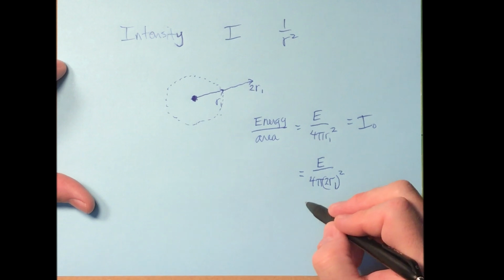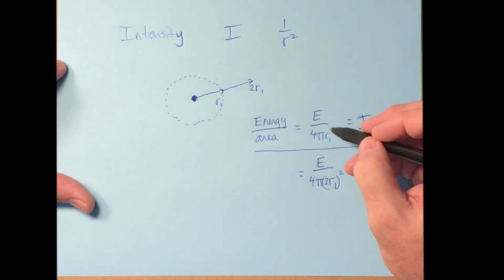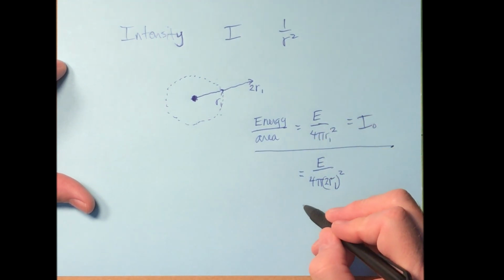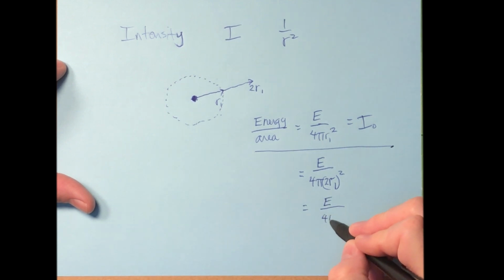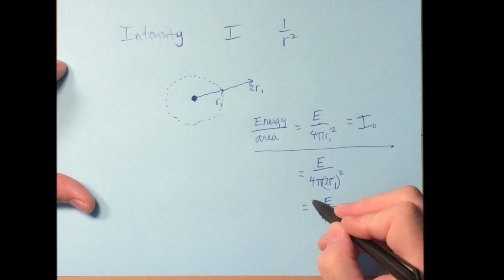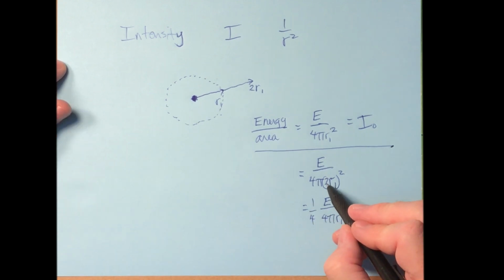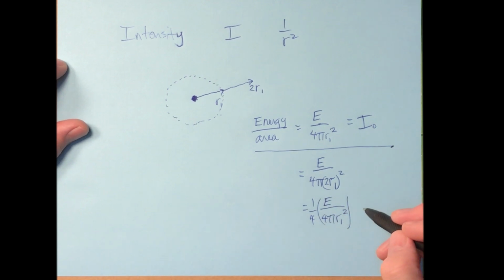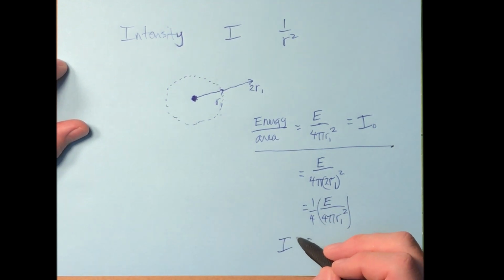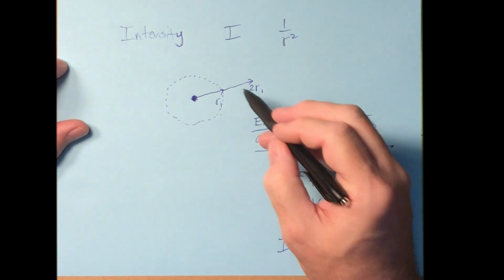Okay, we can take this and factor it out. I'm going to draw a line so you don't think this is a continuation of that. This is E on top. We've got 4 pi r1 squared, and a 1/4 out front if I take this 2 and factor it out front. So what's in the parentheses here is I naught. So the new intensity at a distance twice as far away is going to be 1/4 of what it was initially, right here.